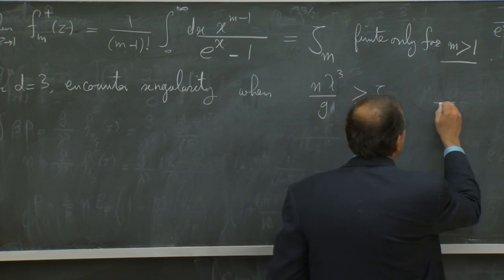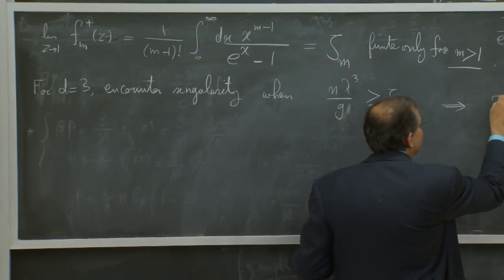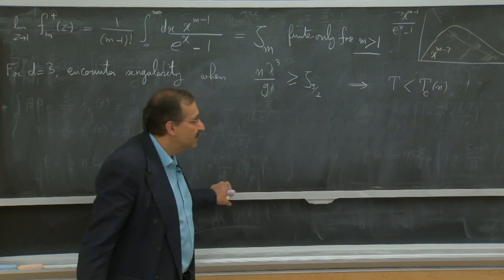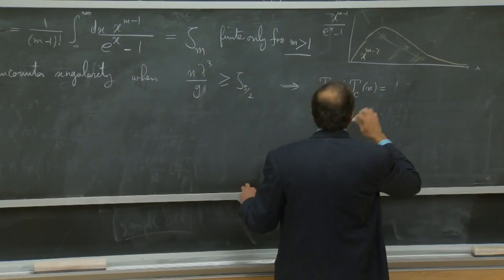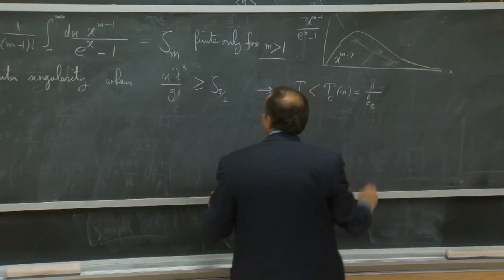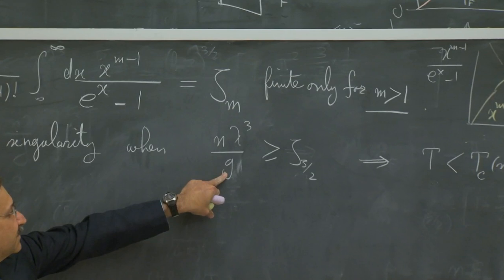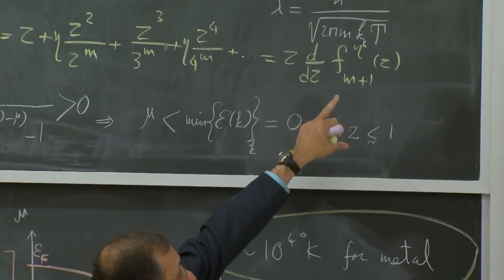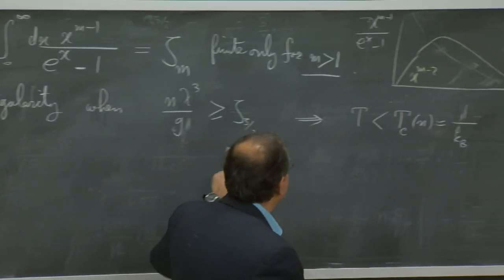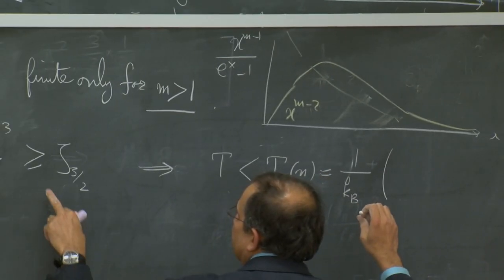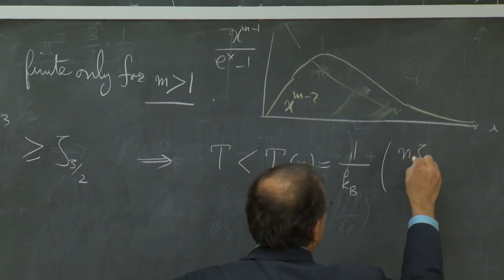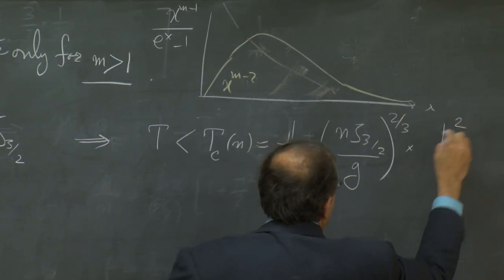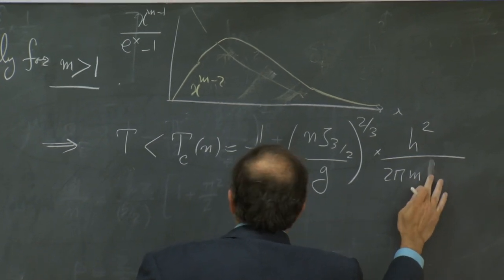And this corresponds, at a fixed temperature, at a fixed density, to temperatures that are less than some critical temperature that depends on n, and that I can read off as being 1 over kB. This is going to give me a combination: lambda cubed is inversely proportional to T to the 3/2. So this will give me n over zeta 3/2 g to the 2/3, and then I have h squared over 2 pi m kB.